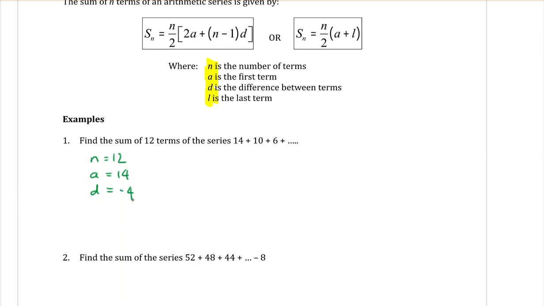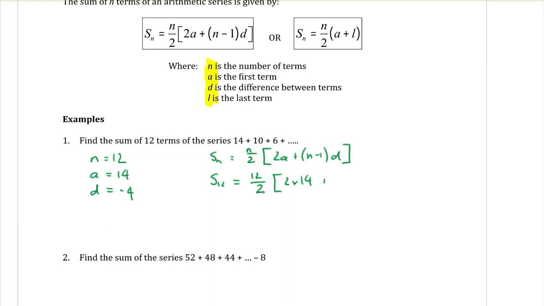Okay, now I have enough information in there to use the first formula. Let's write it down. S of n equals n over 2 square bracket 2a plus n minus 1 close bracket d close square bracket. So I am finding the sum of 12 terms. So S with a little 12. Is that in our formula? Yes, it is. The number of terms is 12 over 2. Then it's going to be 2 times a, which is 14.